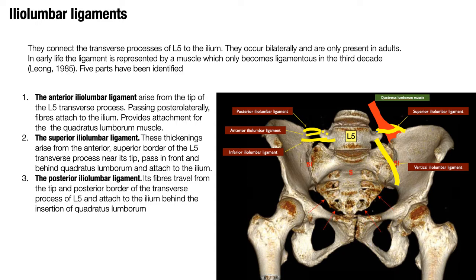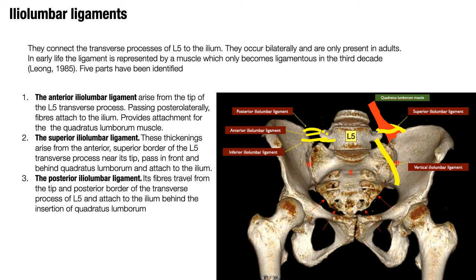I have drawn these ligaments in yellow on this scan of the pelvis, which is a 3D image, for you to understand it better. The anterior iliolumbar ligament, right there, travels from the tip of the transverse process of L5 to the ilium, which is the superior bone that makes up the pelvis.